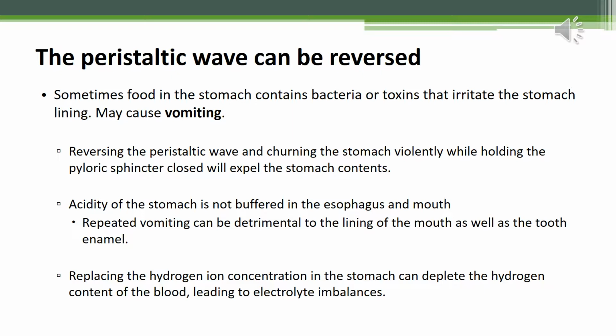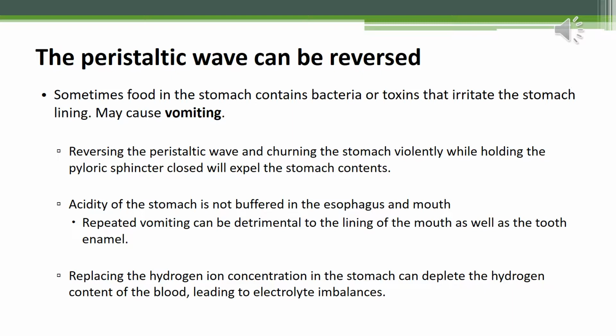Unfortunately, our esophagus and mouth aren't buffered from the acidity of the stomach, and this means that repeated vomiting can be detrimental to the lining of the mouth and esophagus, because it's very damaging to these linings, and it can also cause the wearing away of the tooth enamel. So vomiting is actually pretty bad for your teeth, I suppose.